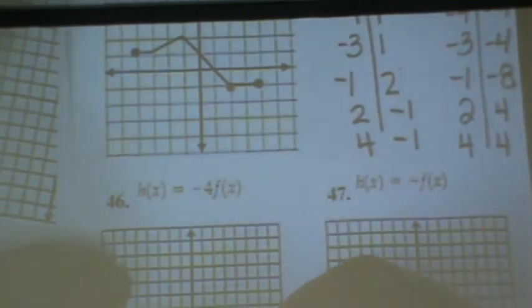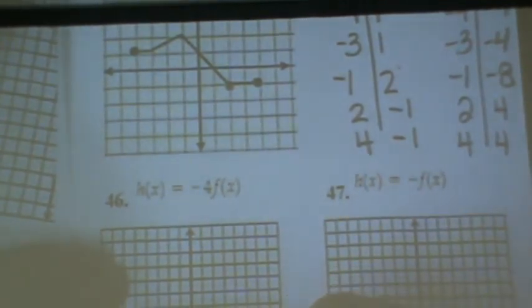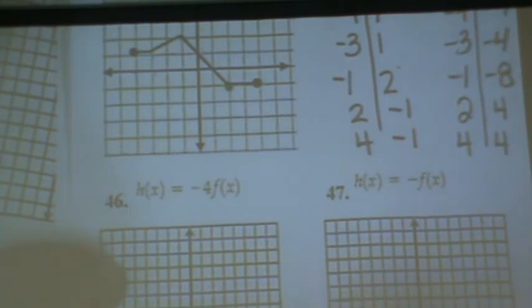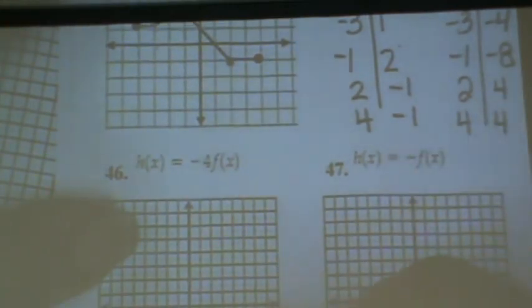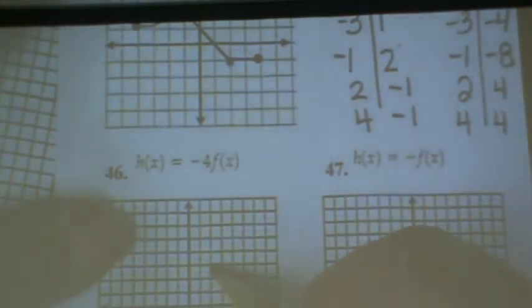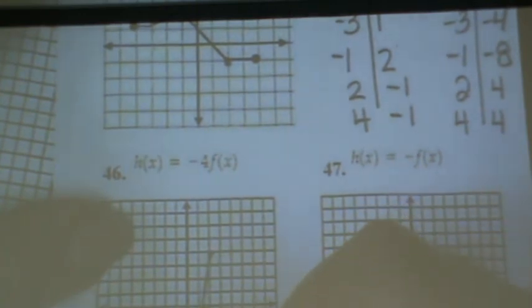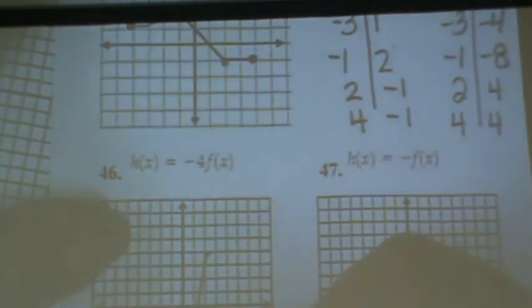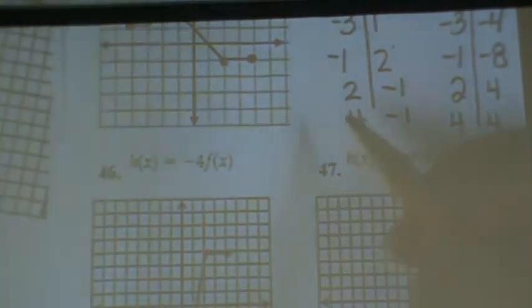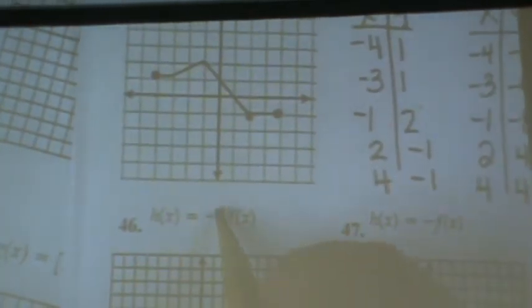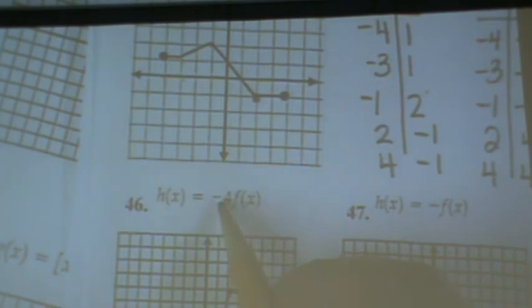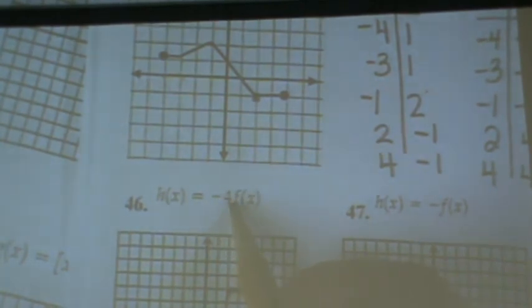-1, -8. 1, 2, 3, 4, 5, 6, 7, 8. And we have 2, 4. And we have 4, 4. Okay, so this is our new picture. What we've done by multiplying the Y values by -4 is we flipped it over the X-axis, and we've vertically stretched it by a factor of 4.